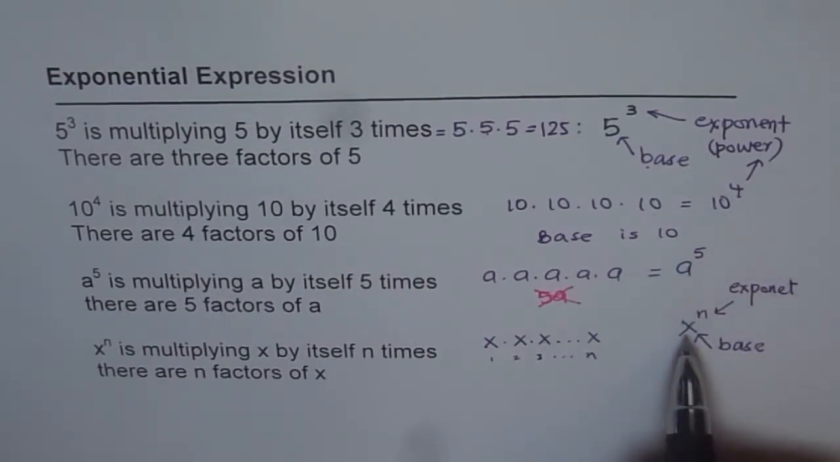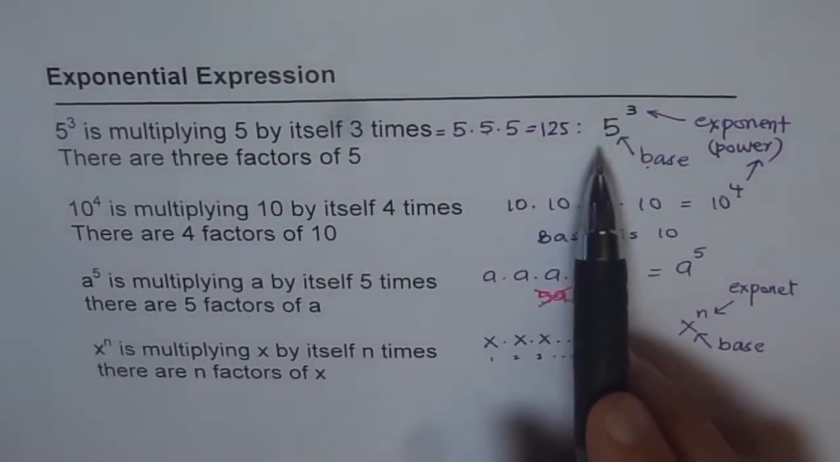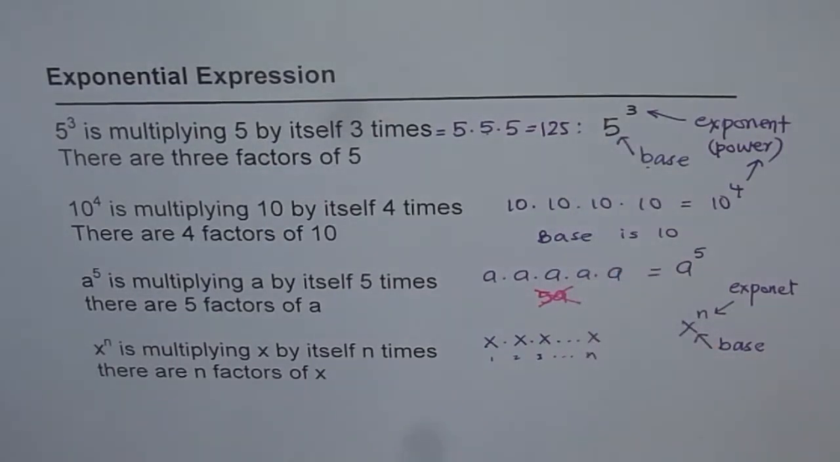Therefore, we cannot write them as n times x or 4 times 10 or 3 times 5, right? They are multiplied, so we write it in short as an exponential expression. I hope that point is absolutely clear.